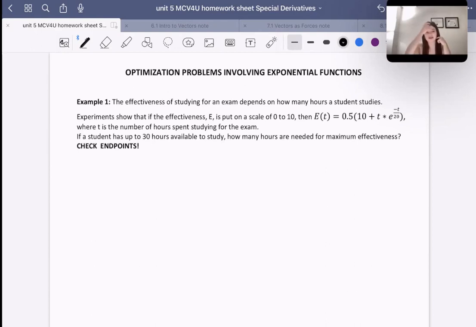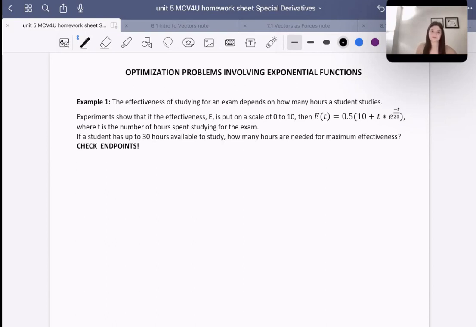We'll also need to check the endpoints of 0. How well would we do if we didn't study at all? If we study for 0 hours, which is probably not a very good idea. Or what about 30 hours? What if we use the full 30 hours of studying time? Then how high a score would we get on our exam? Would it be enough to give us 100% on the exam? Possibly. Or maybe not. Maybe the highest we could get is only a 98. Maybe it's a very hard exam. Okay, so let's go ahead and do this question.